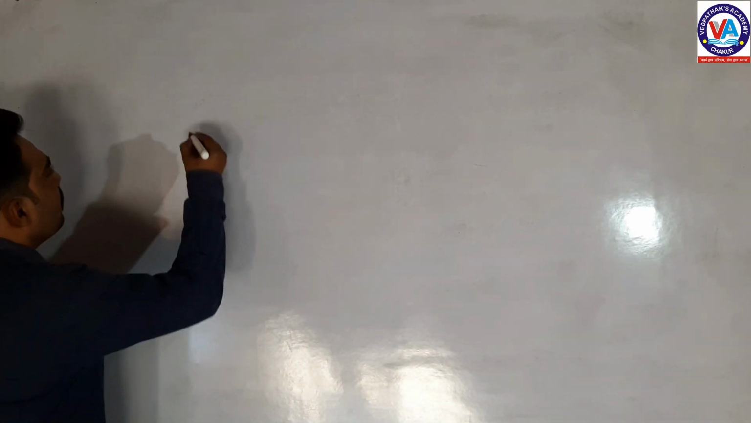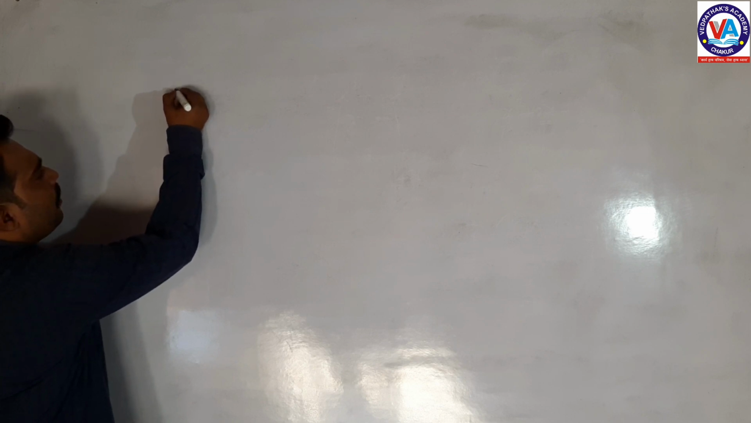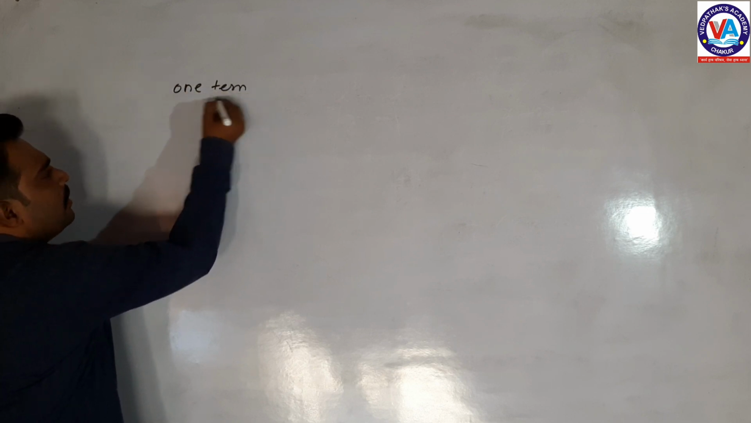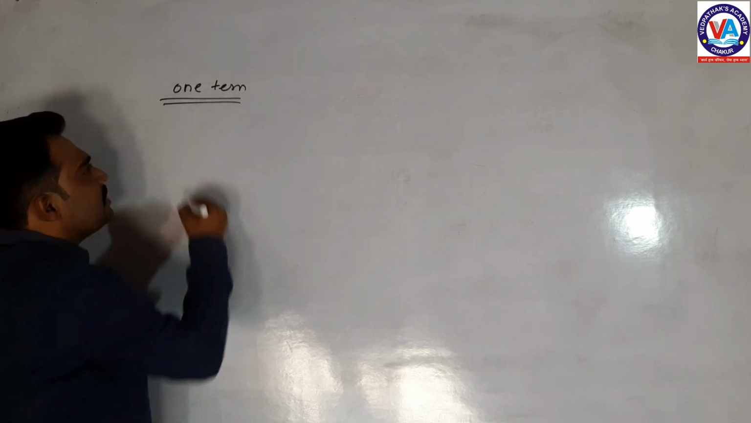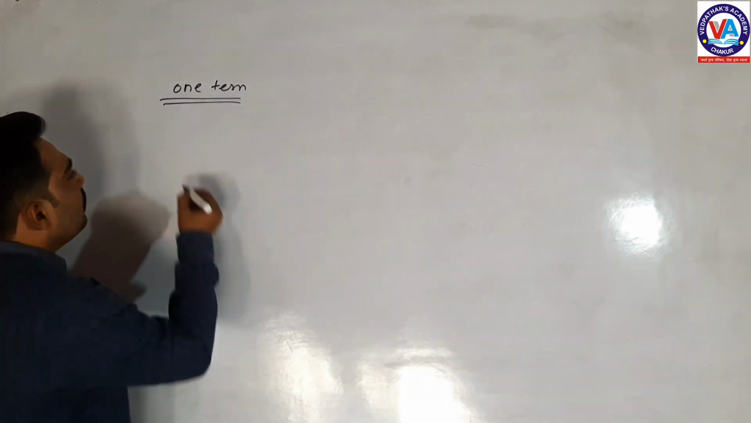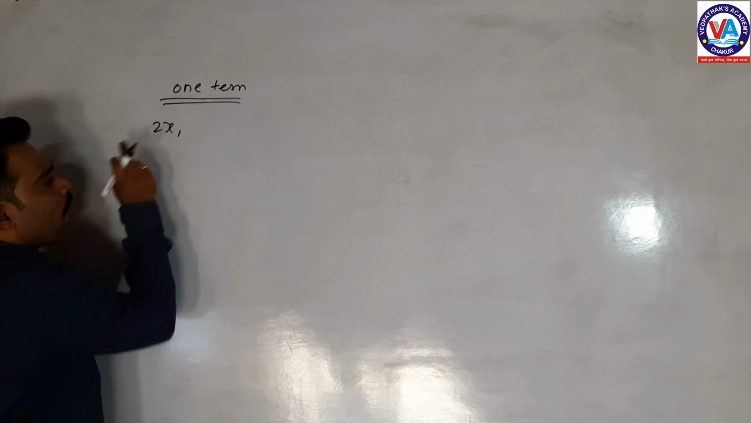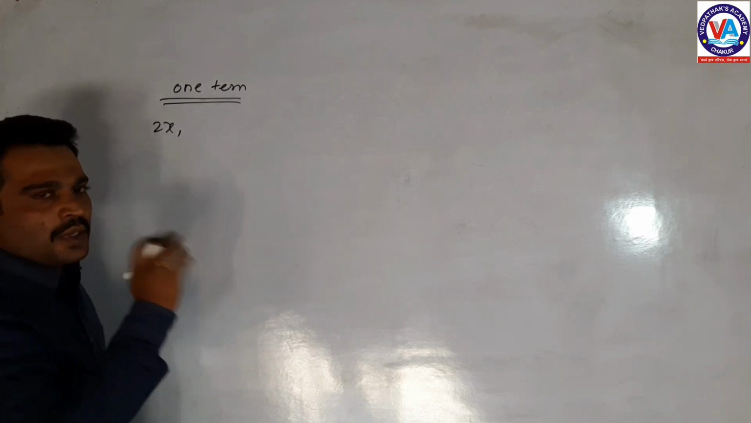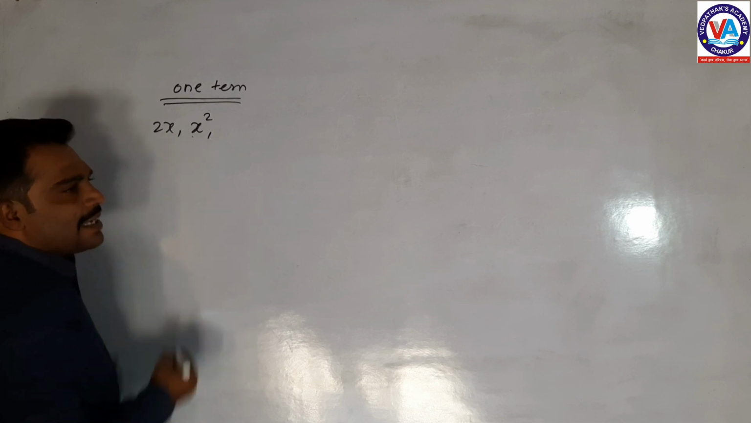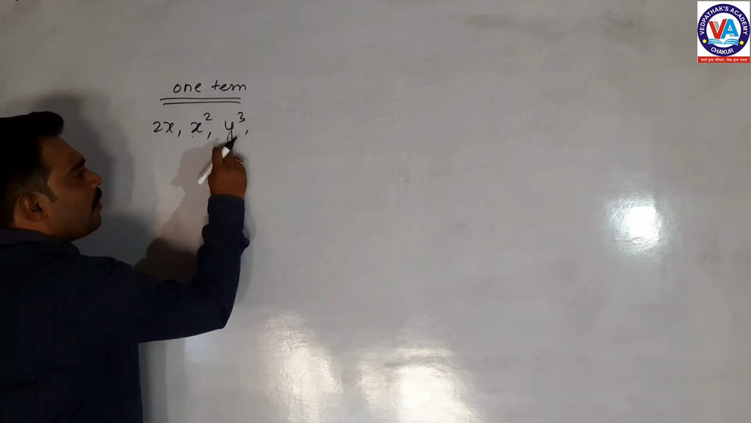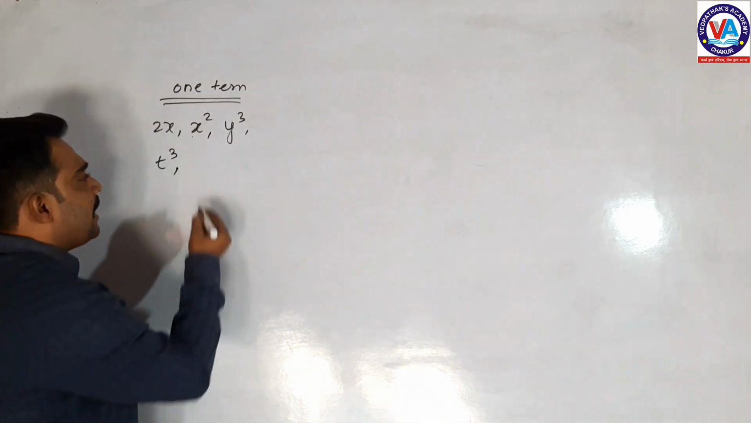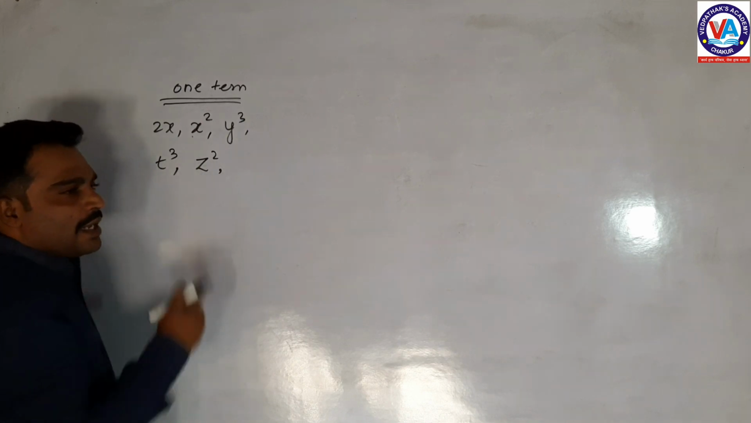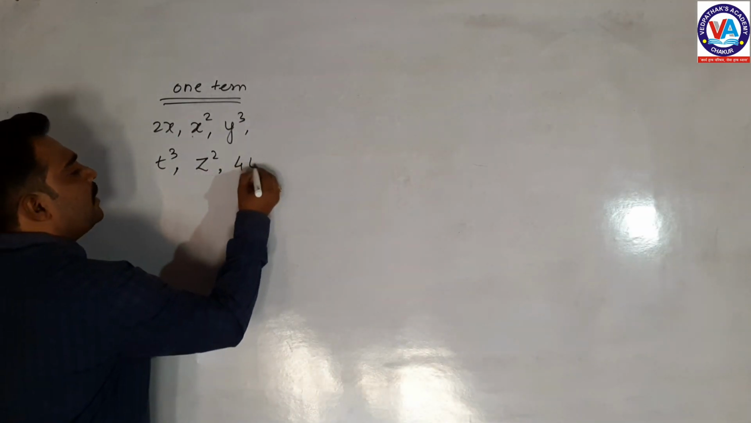So let's try to write some more examples related to the terms. So I write here example: the polynomial consisting of one term only. Okay. So let us be a little specific. So polynomials that are consisting of only one term. So examples will be 2x, that will be the polynomial in variable x. That can be x square, that is variable x. That can be y cube of variable y. That can be t cube of variable t. That can be z square consisting of the variable z, or 4t cube.